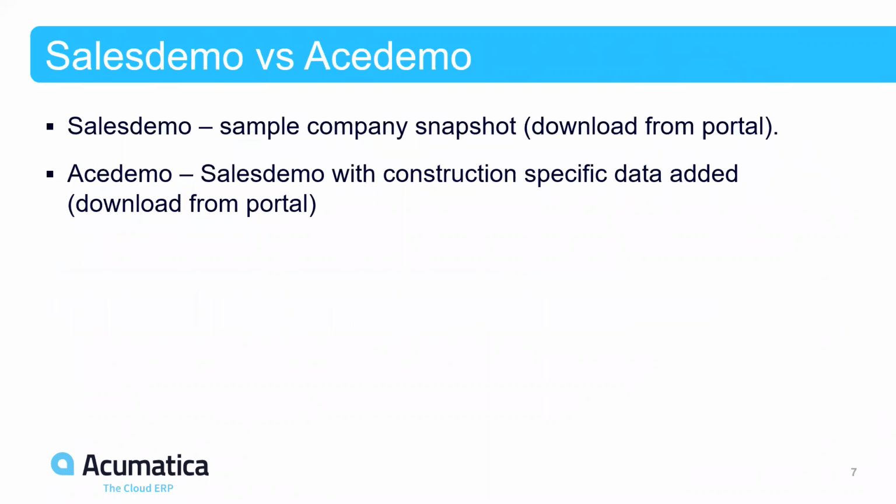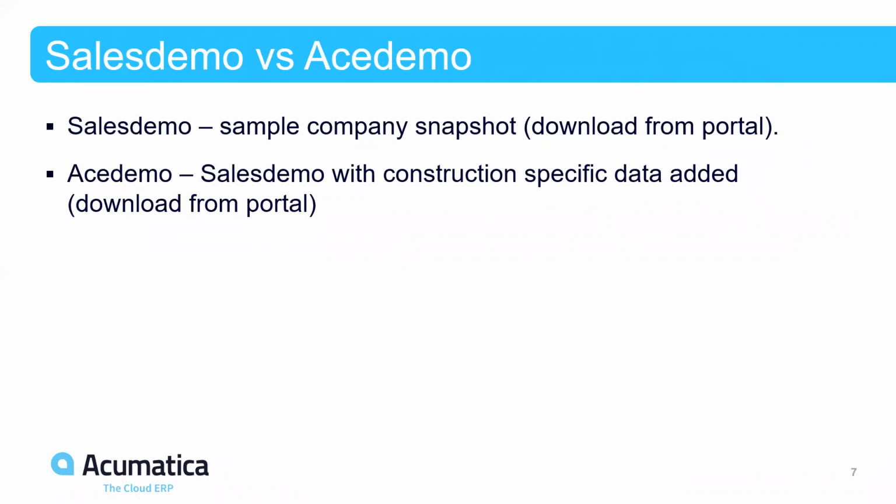For today's example, I'm going to be using the ACE Demo snapshot. For those not familiar with the demo data available, we have two different snapshots on the portal. Sales Demo has over 6 years of transactions. It gets updated every month, so you have current financial data for reports. Always a good idea to download the current month snapshot from the portal.